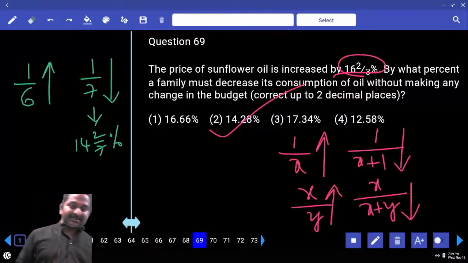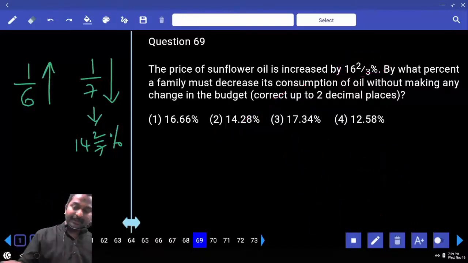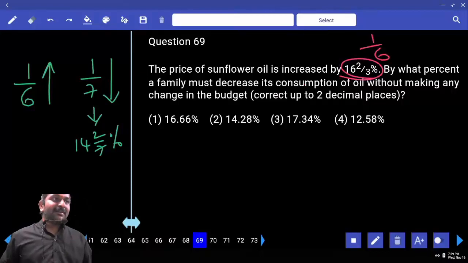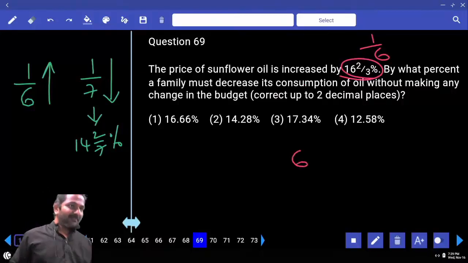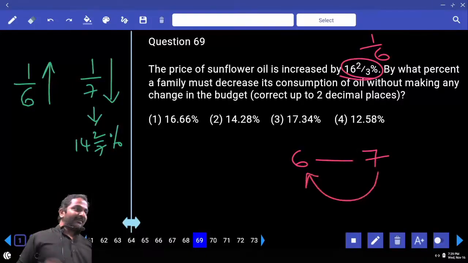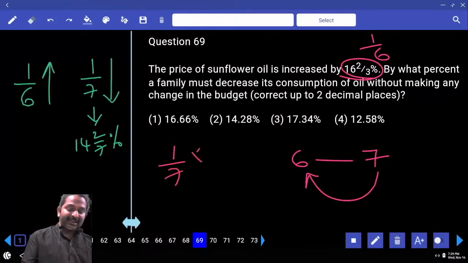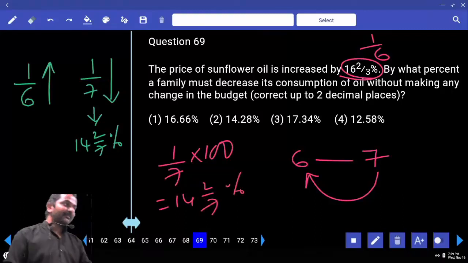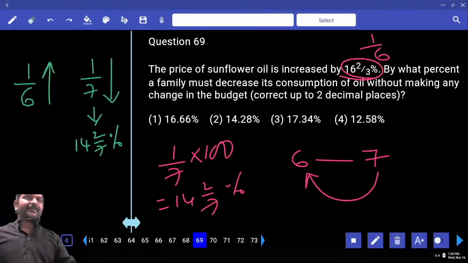If you don't remember this, what do you need to do? Okay. Fractional form is 1 by 6 only. Let's start with 6. Denominator 1/6 increasing or decreasing? Then 6 becomes 7, correct? So in order to make the expenditure constant, you need to make 7 to 6, right? 7 should become 6. How much decrease should happen? 1 from 7 percentage into 100. 14 2/7 percentage. That's it. Got it? Next.